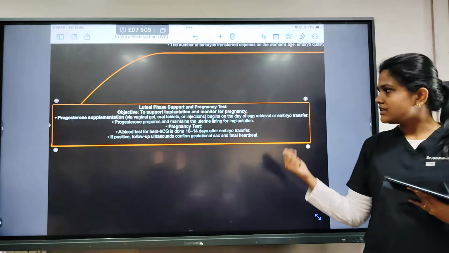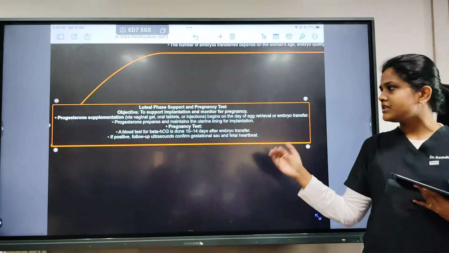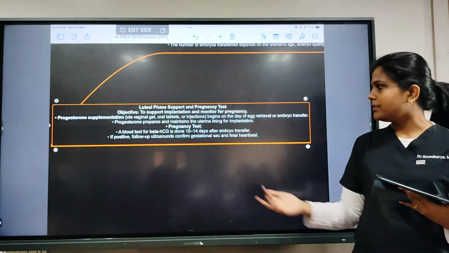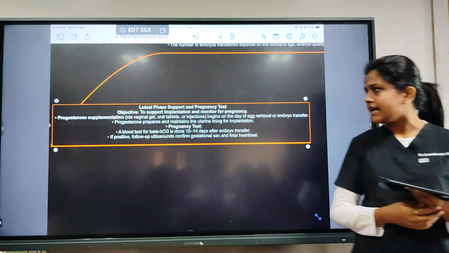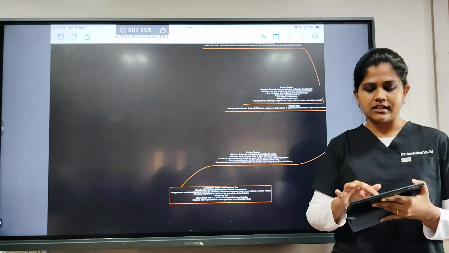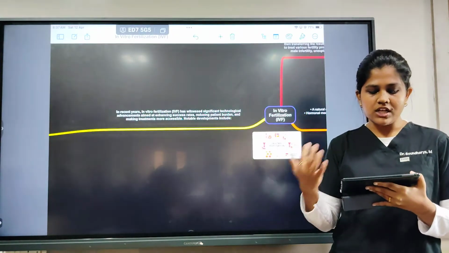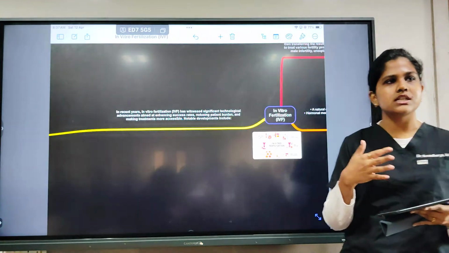Next, the pregnancy test, a blood test for beta HCG, is done 10 to 14 days after the embryo has been transferred. If positive, follow-up ultrasounds confirm the gestational sac and fetal heartbeat. So this is one of the basic things which we know, what are the steps involved. Now we'll concentrate on what are the latest technologies in IVF.